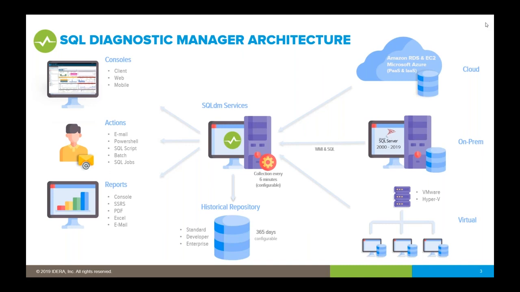So we have support for cloud environments, not just your infrastructure as a service like EC2 or VMs within Azure, but you have the ability, from an AWS standpoint, to monitor both EC2 and RDS. In Azure, we support managed instance, database, and infrastructure as a service. On-prem, basically any SQL Server, both Windows hosted and Linux hosted. And then we, again, have support for Hyper-V and VMware.